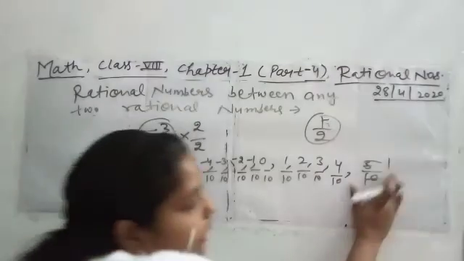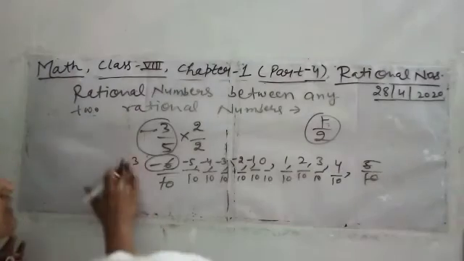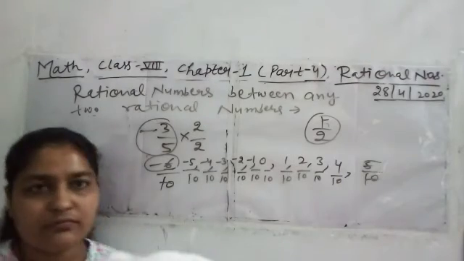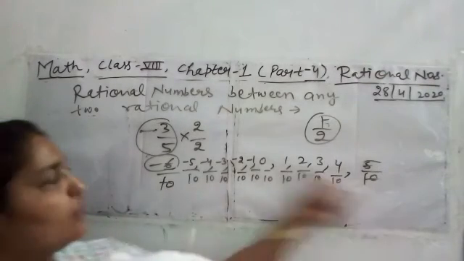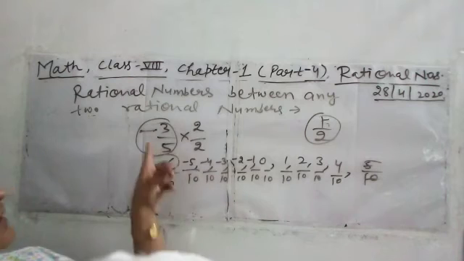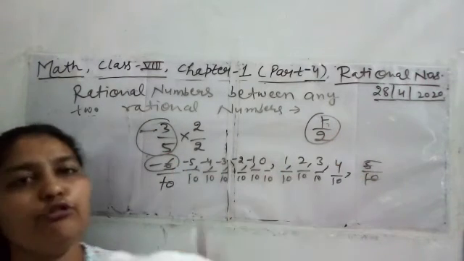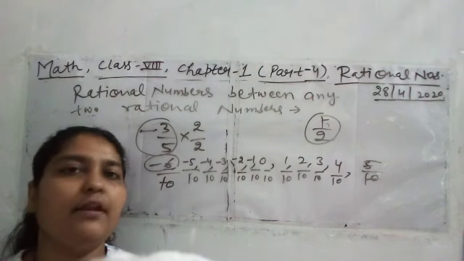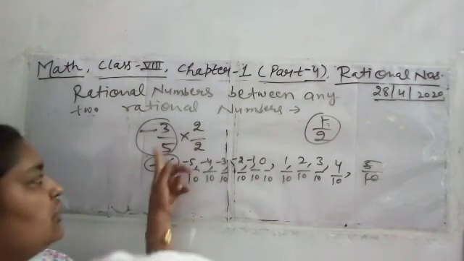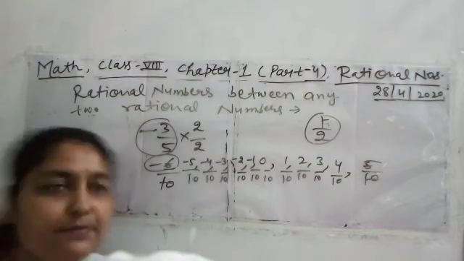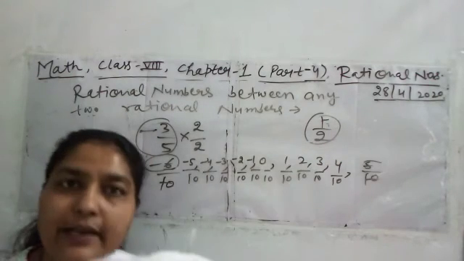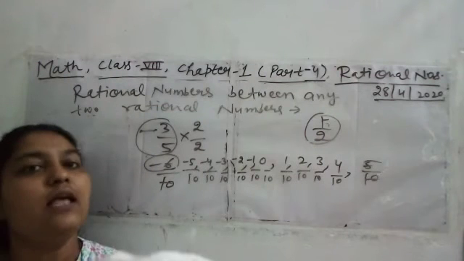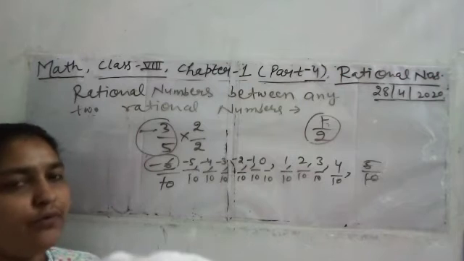You need not cancel these, it is just the same. So instead of writing this, you can write that there are 10 rational numbers between minus 3 upon 5 and 1 upon 2. Now the question can be given in any way. Find the rational numbers between these two numbers. Find 10 rational numbers between these two numbers. Find 20 rational numbers between these two numbers. If the question is to find 20 rational numbers, then how will you take them out?